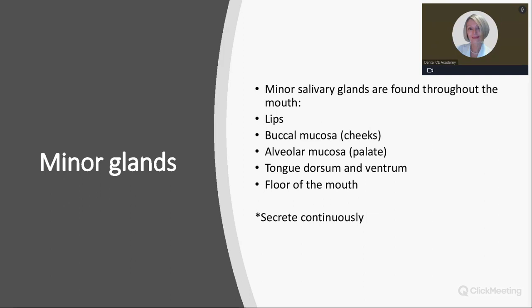Minor salivary glands are found throughout the mouth. So the lips, the buccal mucosa, the alveolar mucosa, the dorsal and ventral aspects of the tongue and the floor of the mouth, they secrete continuously, as we said, protective of the mucosa. And if you've ever accidentally bit your lip, or you've had a patient that has had a mucocele, sometimes what you're seeing is an obstructed minor gland. So the mucus is backed up.